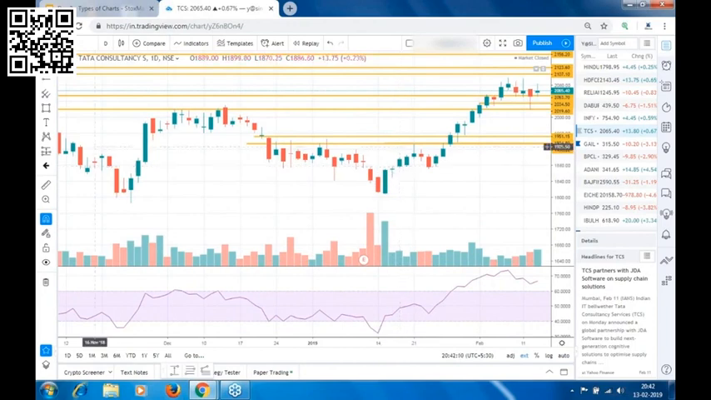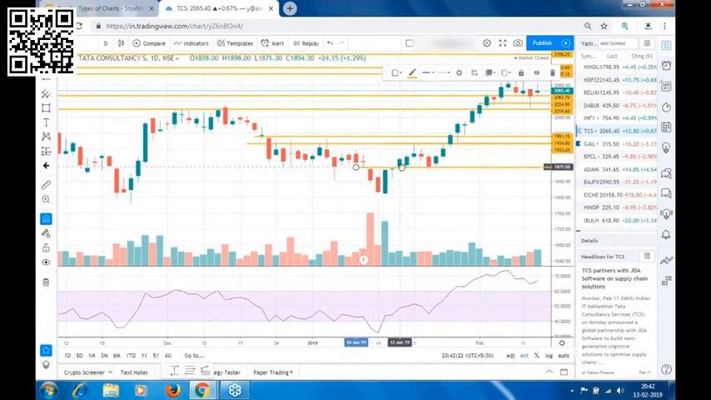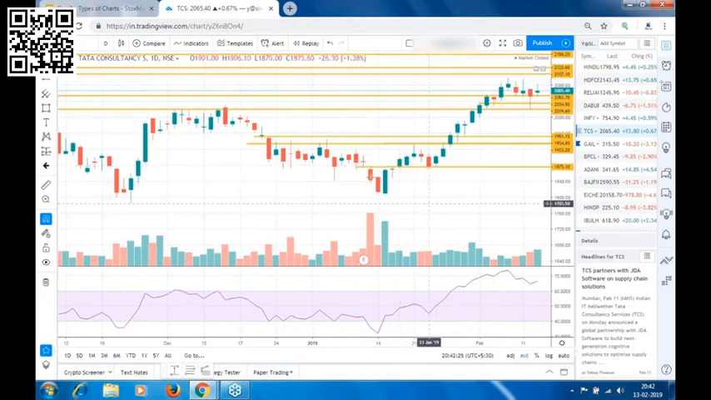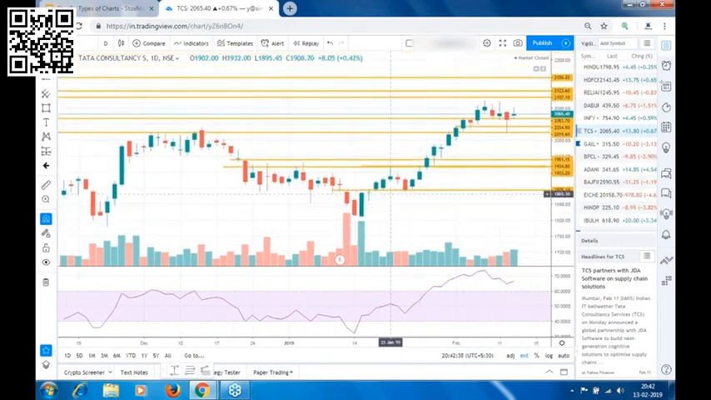Now see this part, this candlestick formation. You can call this a tweezer top, and you also have a bullish engulfing pattern. And when this range is broken, you can see the movement in the stock from 1874 to 2097.